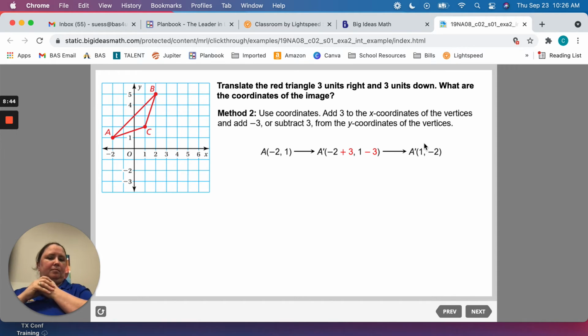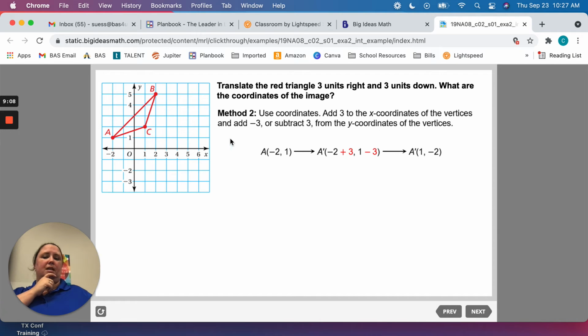Question? Is it the same if it says like go 3 up? Then it'd be plus 3 instead of -3. If it says go 3 units up, this would be a plus 3. If this said go 3 units to the left, this would be -3. Remember, left is negative, down is negative on a graph. Right and up are positive. So this is what we're doing to every single point.